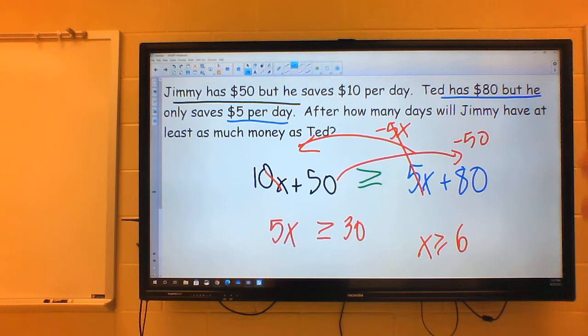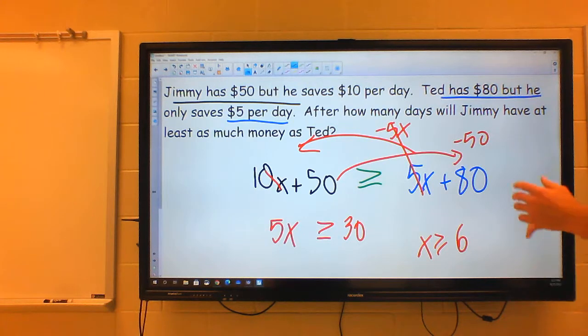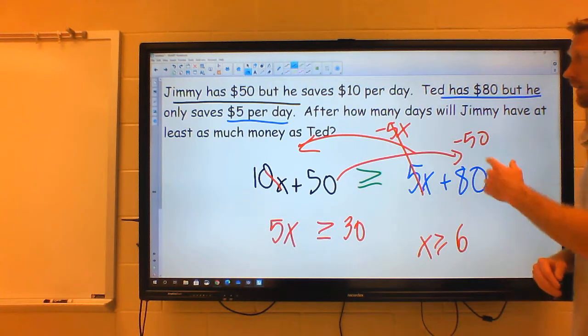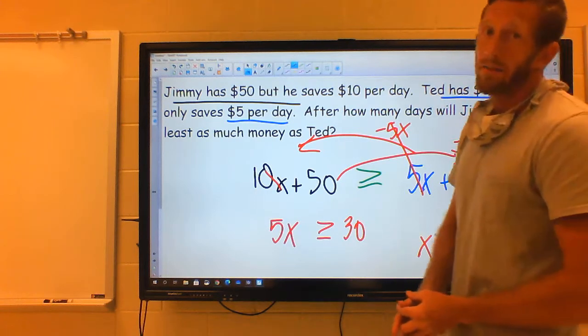After 6 days, he has way more. But up until like days 1 through 5, Jimmy has less than Ted. Day 6, they have the same amount. At least day 6, it takes 6 days till he has at least the same amount. After that, he has way more.